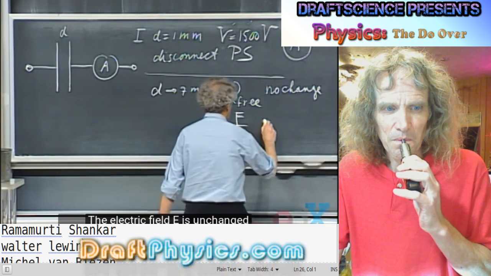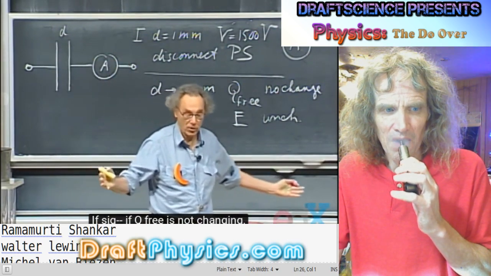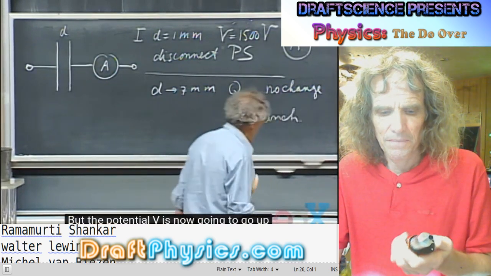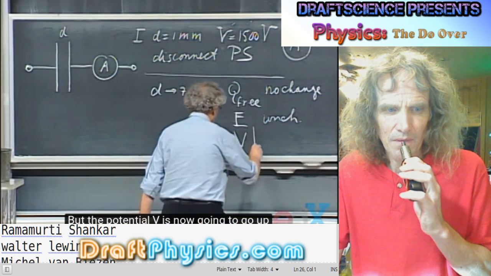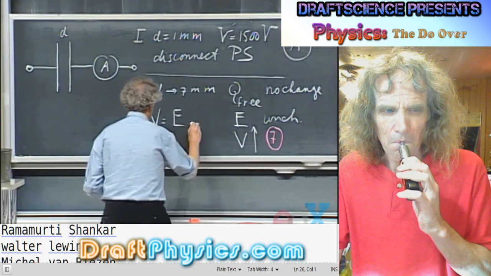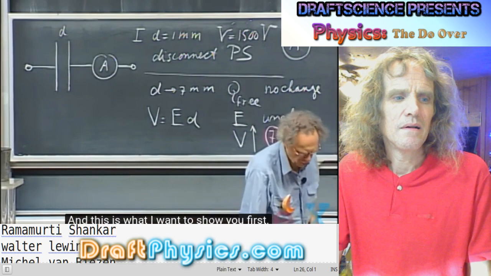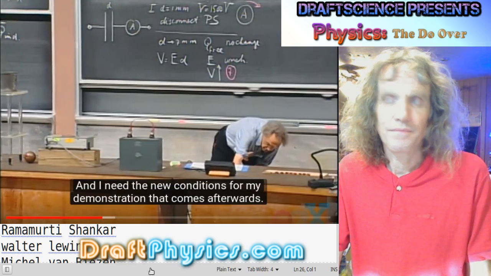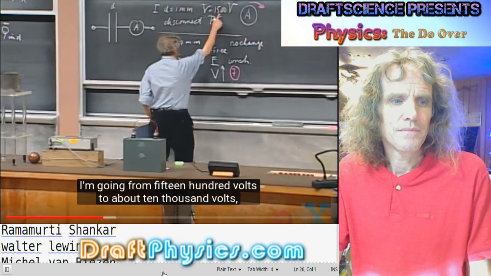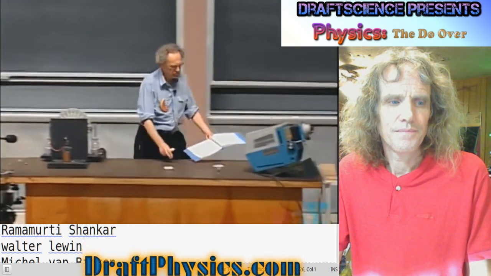Field E is unchanged because E is sigma divided by epsilon 0. If Q3 is not changing, sigma cannot change. So no change in the electric field. But the potential V is now going to go up by a factor of 7 because V equals E times D. E remains constant, D goes up, V has to go up. And this is what I want to show you first, even though you have already seen this. And I need the new conditions for my demonstration that comes afterwards. I'm going from 1500 volts to about 10,000 volts. It goes up by a factor of 7. You're going to see that there.